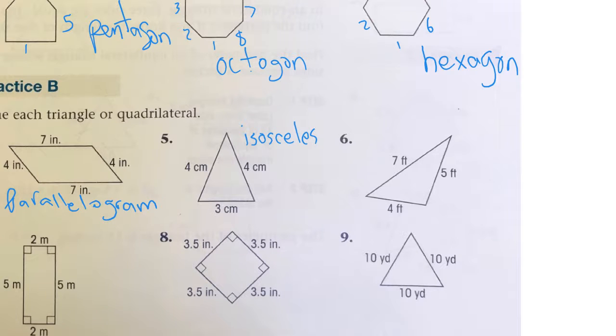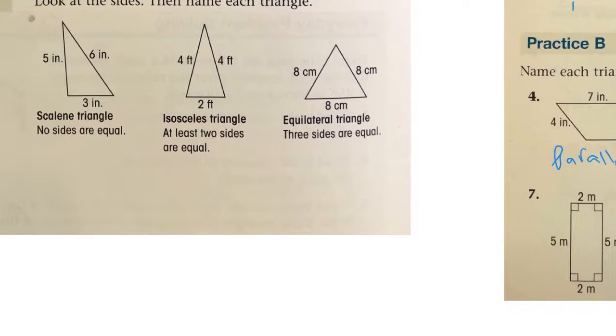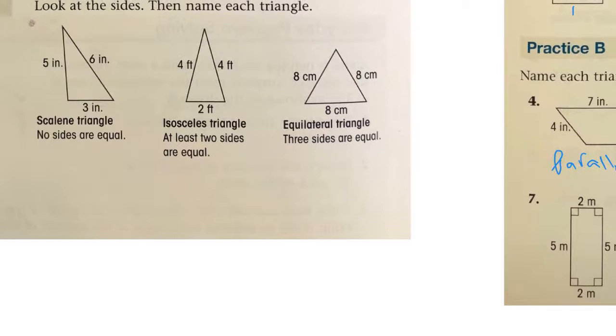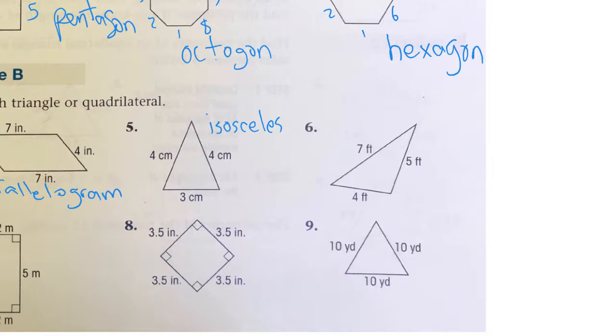Now we have another triangle with 1, 2, 3 sides. That makes it a triangle. 7 foot, 5 foot, 4 foot. These are all different numbers, so nothing is the same length. So what type of a triangle is that? It's a scalene triangle. S-C-A-L-E-N-E. Scalene. Good.